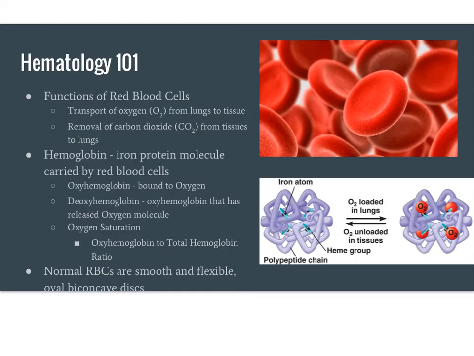Oxygen saturation is commonly measured on the finger with a pulse oximeter, but is more accurately measured with a direct blood draw. Healthy normal red blood cells are smooth, flexible oval biconcave discs, as pictured in the top right-hand corner.